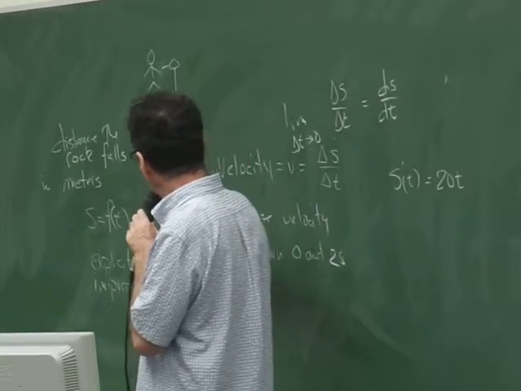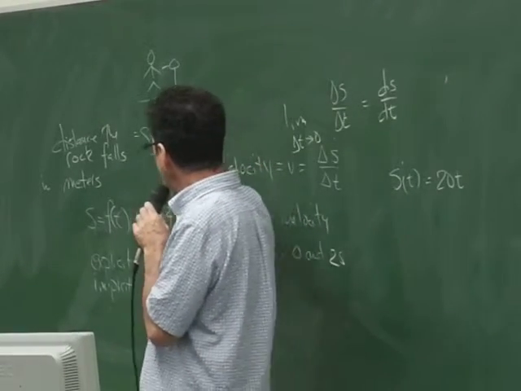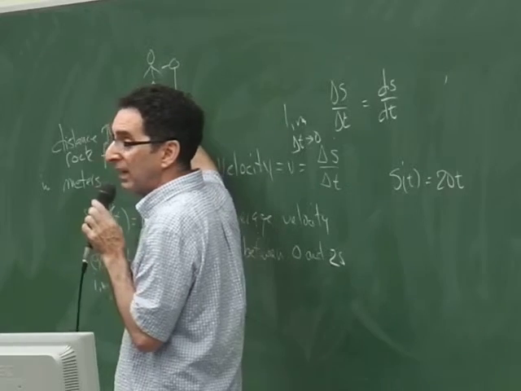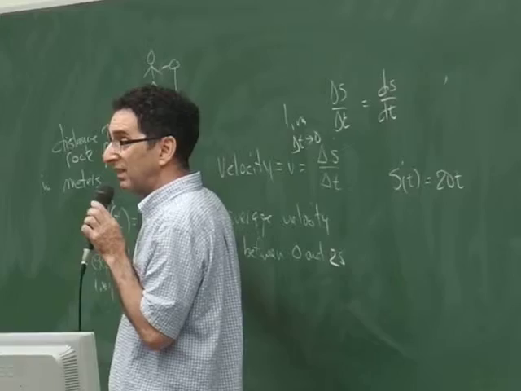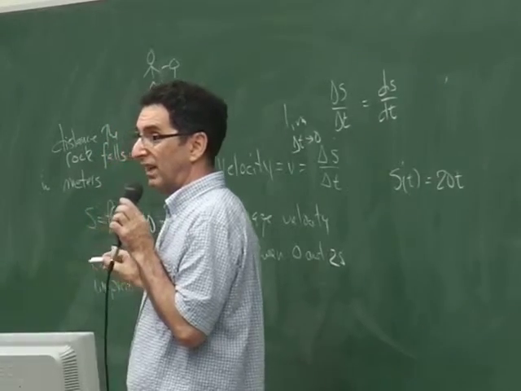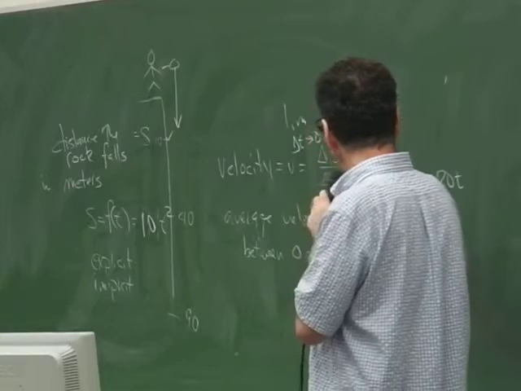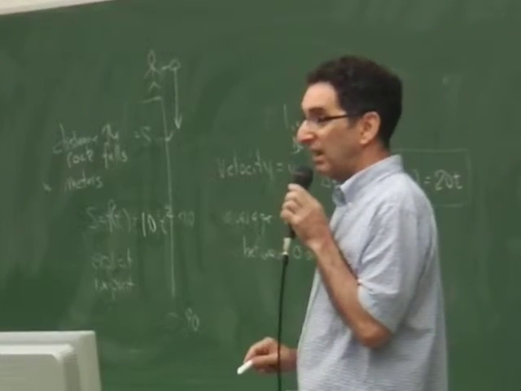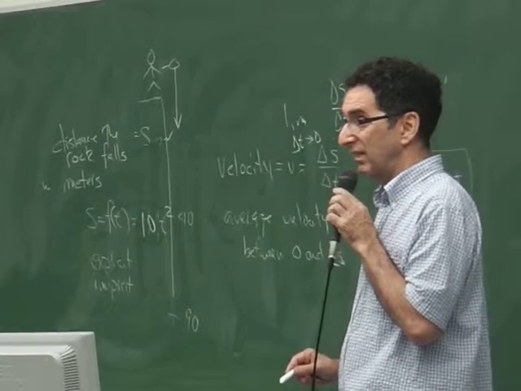It was 40 over 2, it was 20. So it was going exactly at 20 here, but it was going slower than that here, and faster than that here, and the average was exactly 20. Okay? Any question? Okay, so the derivative gives us the average velocity, the derivative gives us the instantaneous velocity.